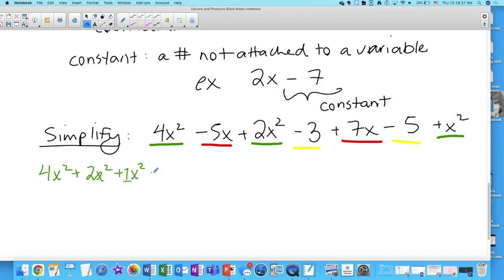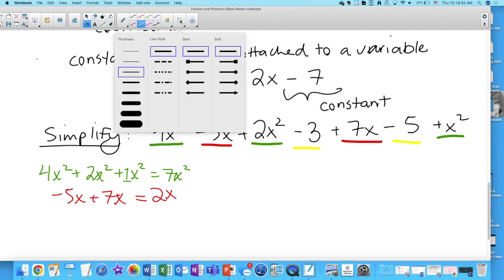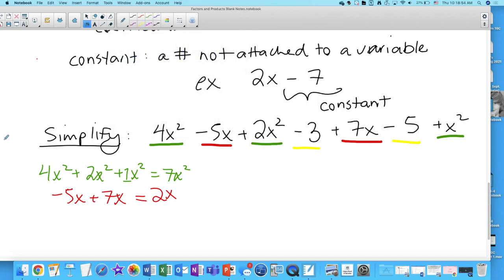For the x term, I have negative 5x plus 7x. How does that simplify? 2x, correct. And then finally, for the coefficient, I have negative 3 minus 5. And that is negative 8. So all together, this becomes 7x squared plus 2x minus 8.